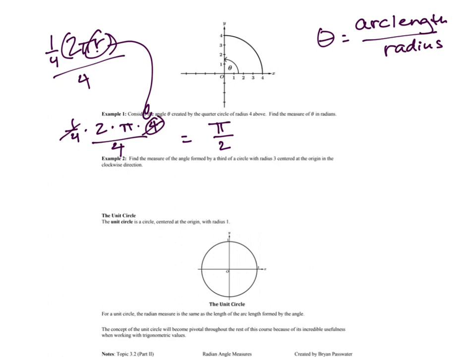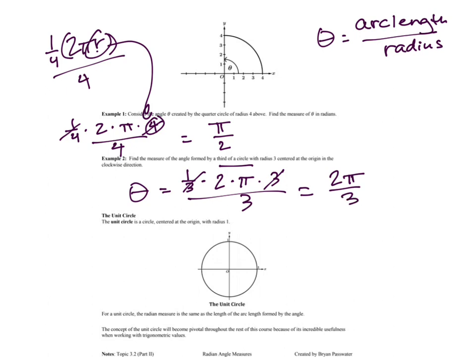Find the measure of the angle formed by 1/3 of a circle with radius 3. So theta is going to equal 1/3 of a 2 pi r. And this time, what's the radius? All over the radius, which is 3. See, the 1/3 and the 3 are going to cancel here. 2 pi over 3. That's 1/3 of the way around. Getting better?